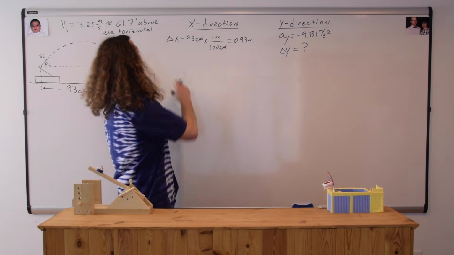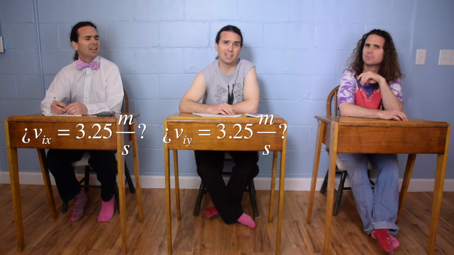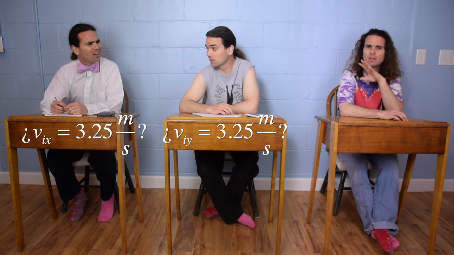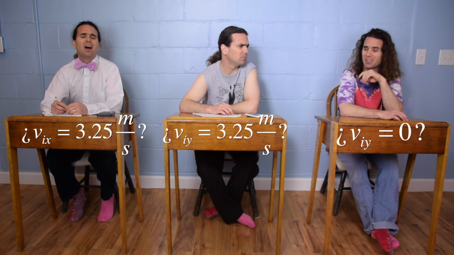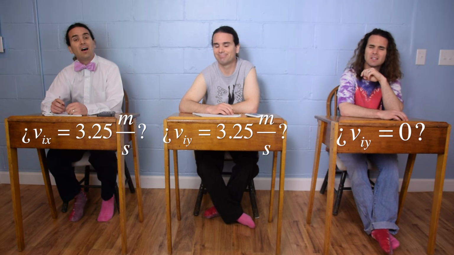Good. What else? What about this initial velocity? The initial velocity in the x direction is 3.25 meters per second. Actually, I think 3.25 meters per second is the initial velocity in the y direction. No, the initial velocity in the y direction is 0. Actually, I'm sorry, but none of those statements are correct.